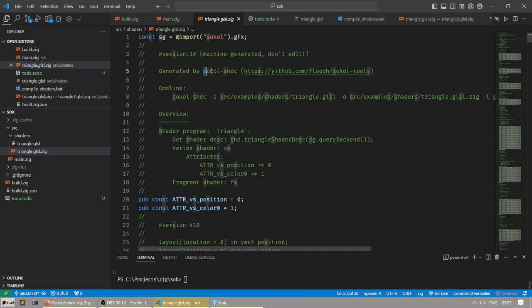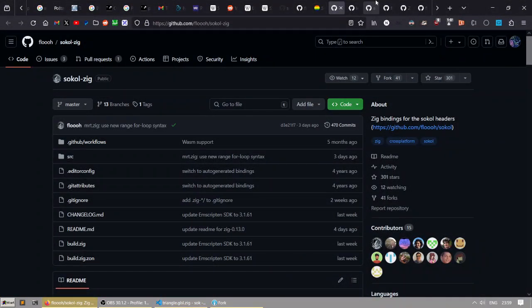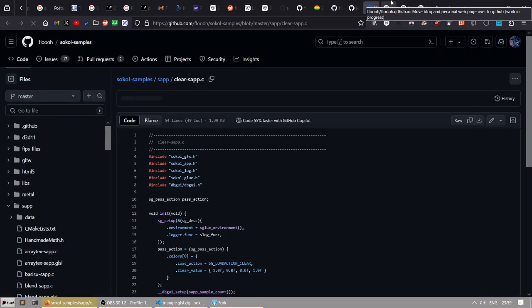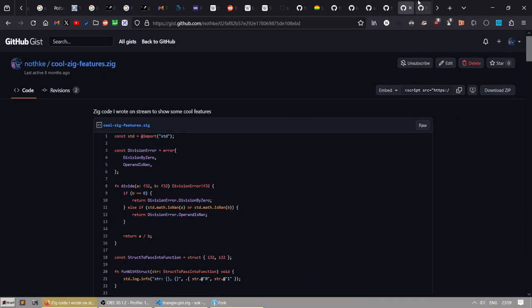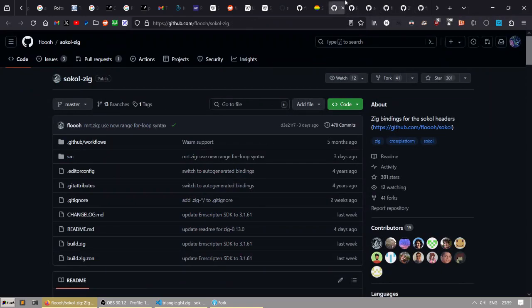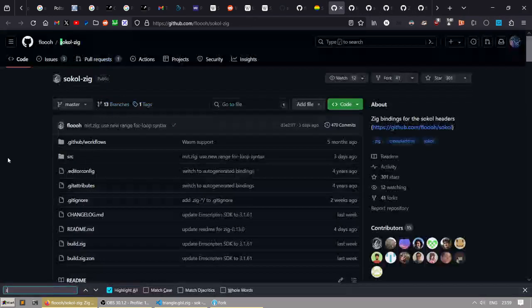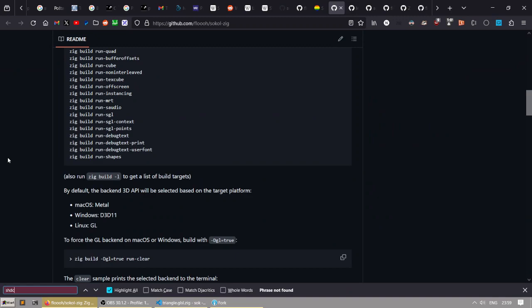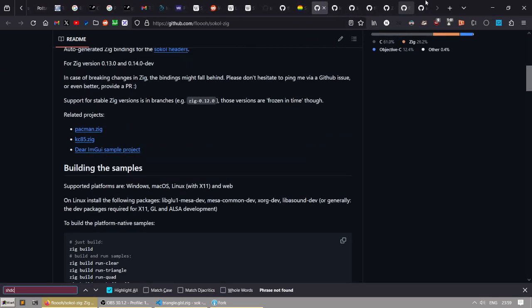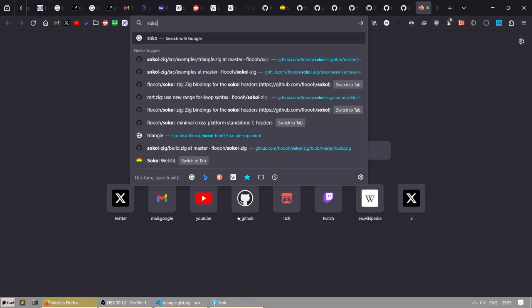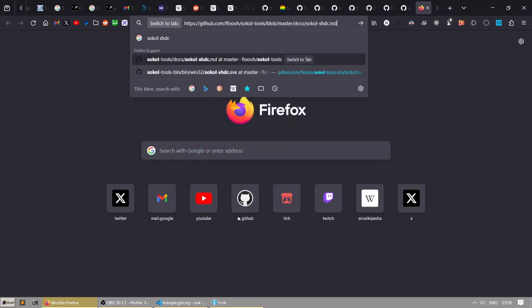Well, it's generated by Sokol SHDC, shader compiler. That's what it means. Should see, like the shader compiler. And that one you can find in a different repository, which is basically, where is it? Okay, it is somewhere in the tools. Let me do Sokol SHDC, okay, there it is.